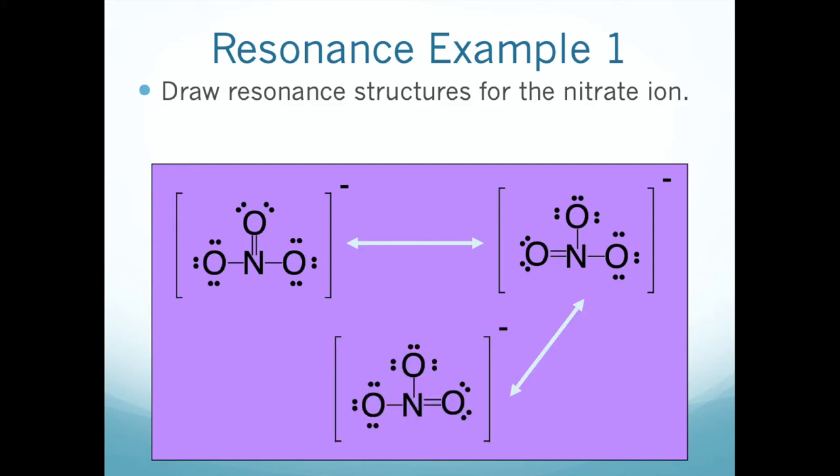So which of these Lewis structures is correct? Well, they're all correct. All 3 of these are resonance structures for our nitrate ion. So if we wanted to draw a Lewis structure for nitrate, any one of these would be correct. You don't have to necessarily draw all 3. That being said, you should recognize that there are 3 possibilities here.